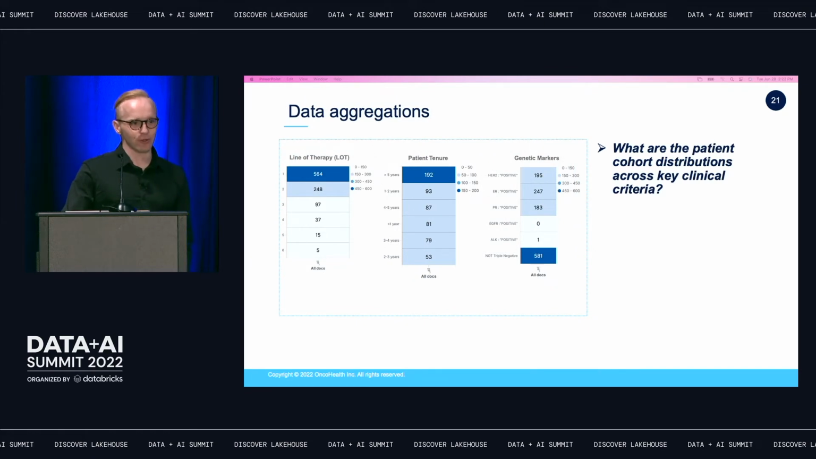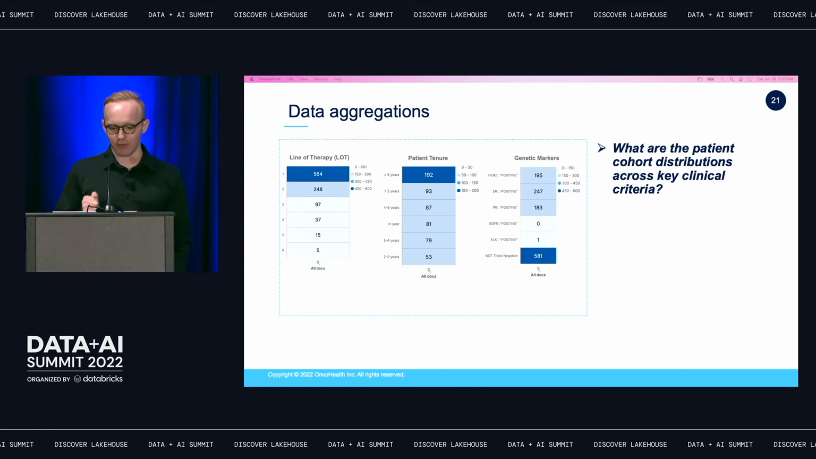So further on, just giving you more examples of data aggregations that we can build in as users come back and say, look, when we search these criteria, we want to be able to talk about other clinical factors that are important to us. One of those, of course, is line of therapy, patient tenure, as well as genetic markers, where there's a variety of genetic markers that we now mine and capture within this data.